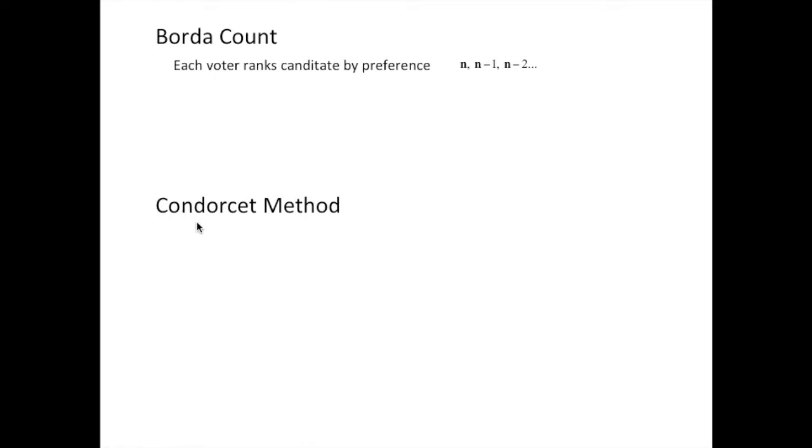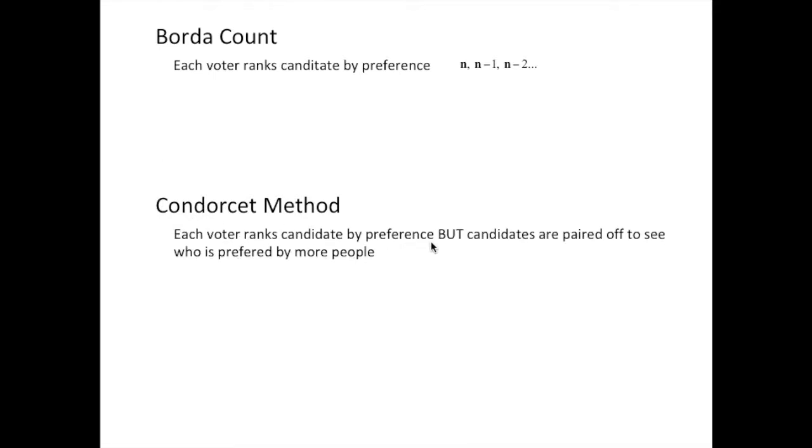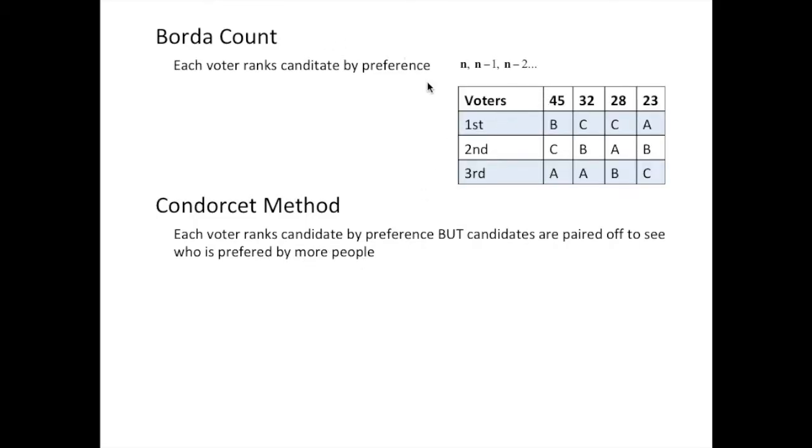And then there was this other method called the Condorcet method. Each voter ranks the candidates by preference. They're doing the same thing, they're ranking them by preference, but candidates are then paired off to see who is preferred by more people. Let's make an example. Here with the Borda count, you have 45 voters who picked B first, then C, then A, where 32 said C was the first choice, B was the second choice, and A is the third choice. And 28 said, no, it's C, then A, then B, and then 23 said A, then B, then C.